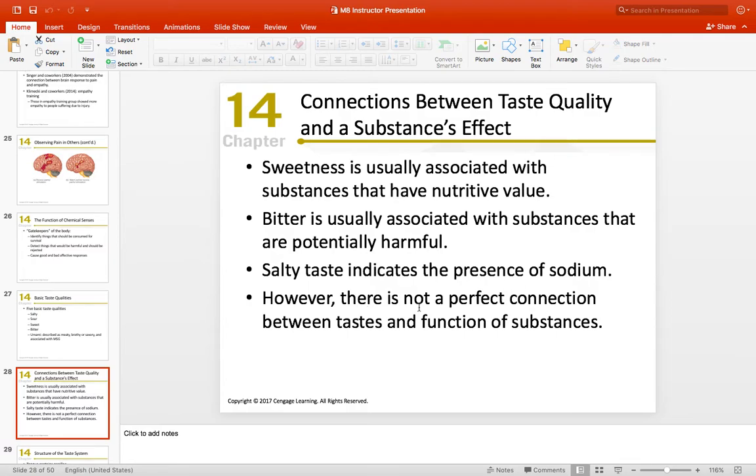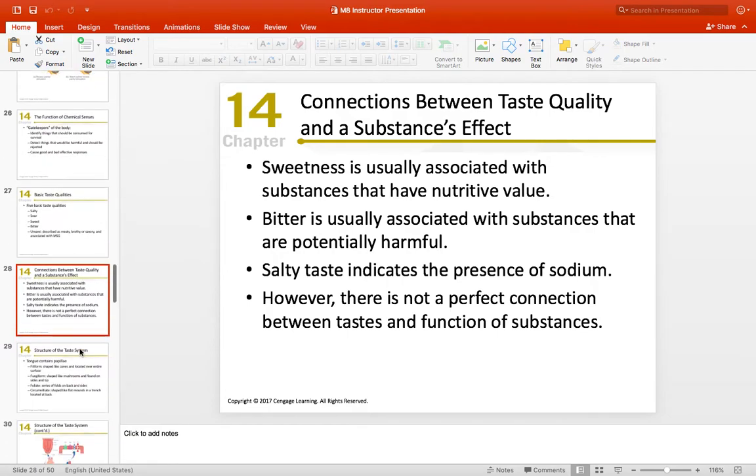But yes, this is the point here. There is not a perfect connection or correlation between the taste and the function of substances. You cannot bite into a burger and figure out exactly the fat content or exactly the sodium content. It's almost impossible, but you get general ideas.